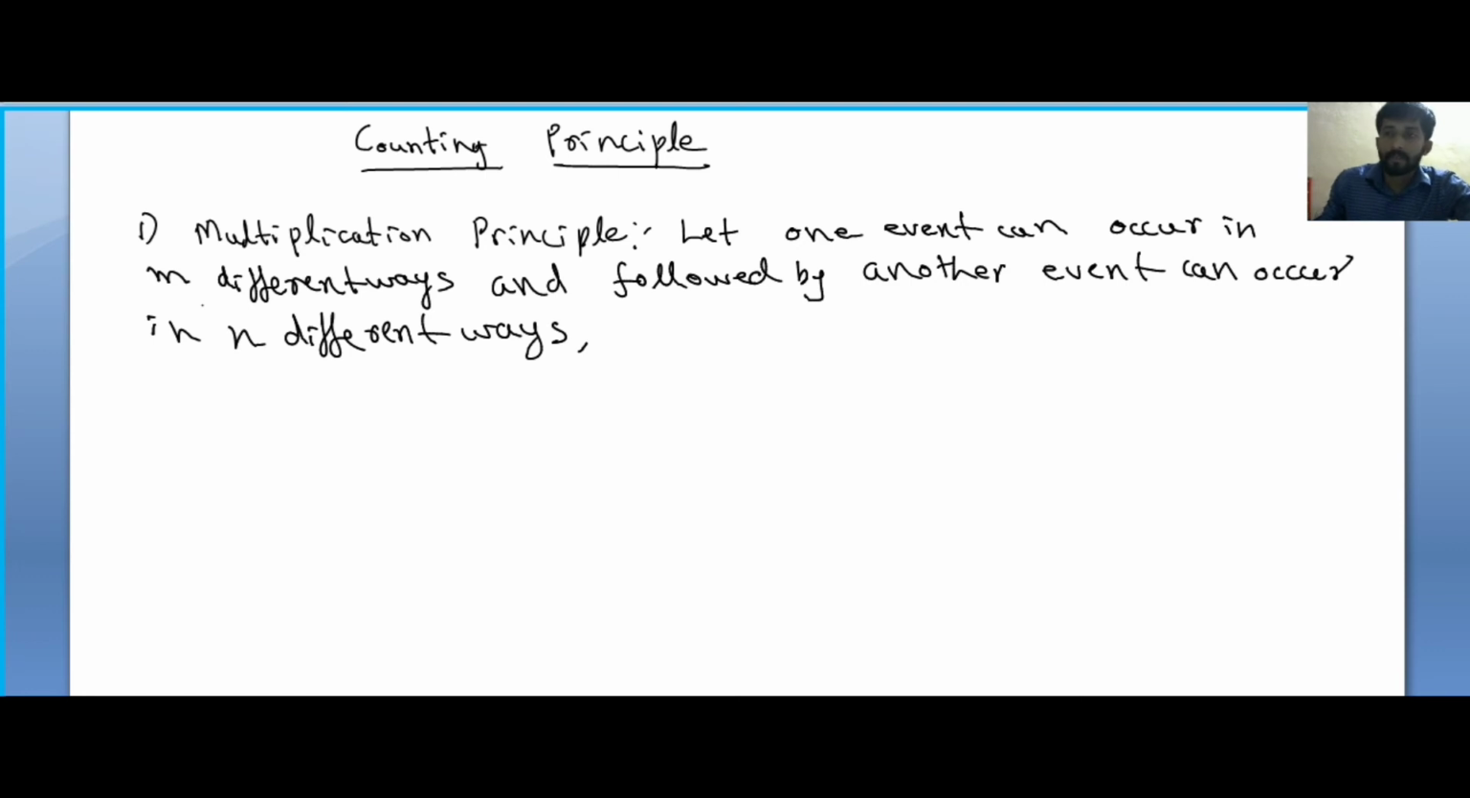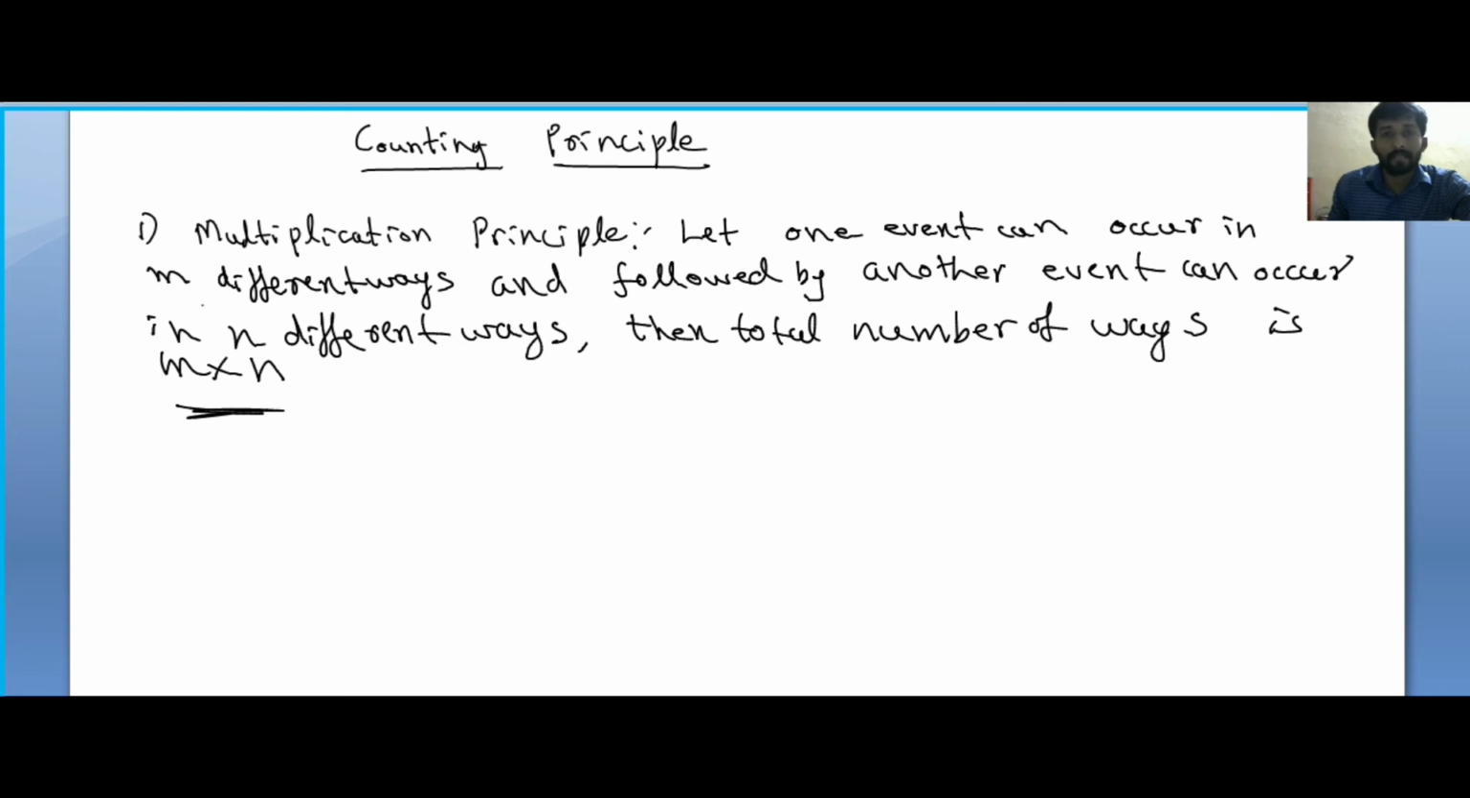The meaning of this is: for one event, which may be any event, there are m possibilities, and for another event there are n possibilities. A very important condition is that the first event and the second event are correlated; one event is followed by the other. Then the total number of ways possible for their occurrence is m into n. We call this the multiplication principle.